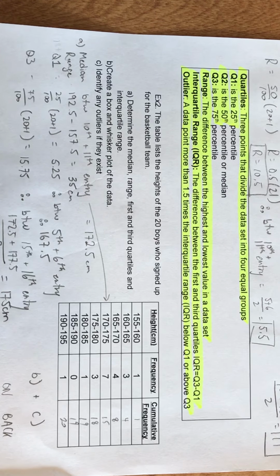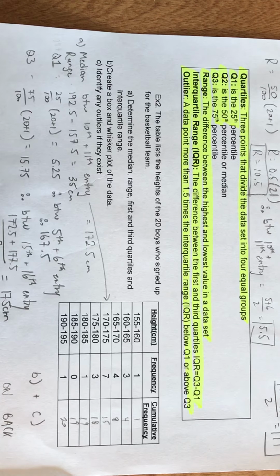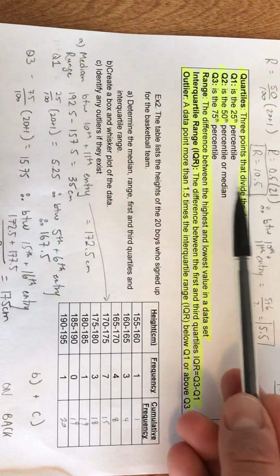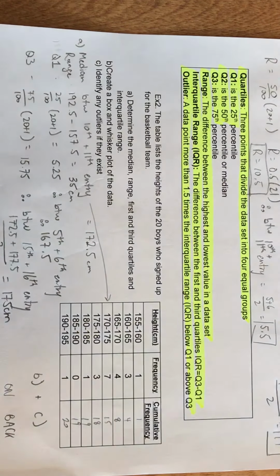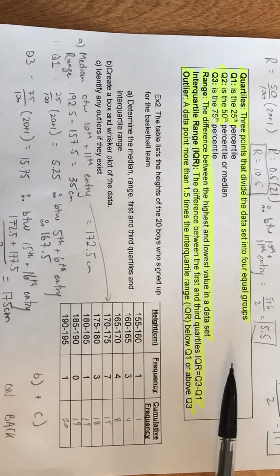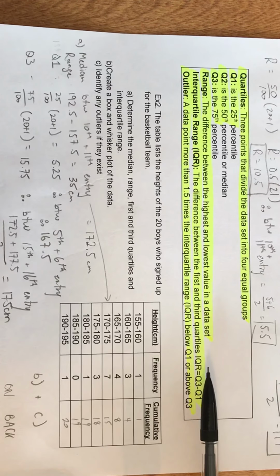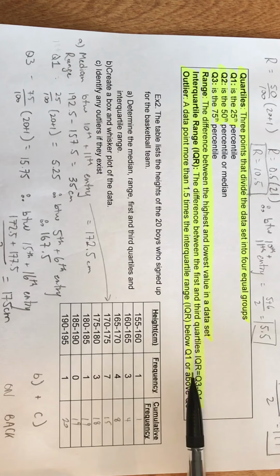So these are points that divide the set of data into 4 equal groups or quarters. Q1 is the 25th percentile, Q2 is the 50th, Q3 is the 75th, and if you put those dividing lines, you get 4 sections. The range is the difference between the highest and the lowest value, simple subtraction.